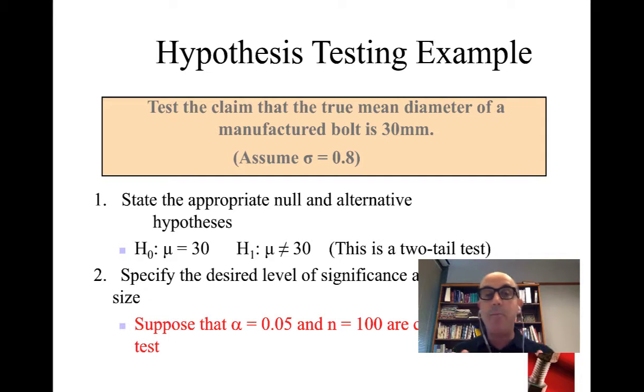So let's take an example. Test the claim that the true mean of a manufactured bullet is 30, and we are assuming that sigma is 0.8. So the null hypothesis is that the mean is 30, and the alternative is that it is not equal to 30, so there is a two-tail test. We are required to specify the desired level of significance. Suppose that it is 0.05 with a sample size of 100. We choose this for the test.